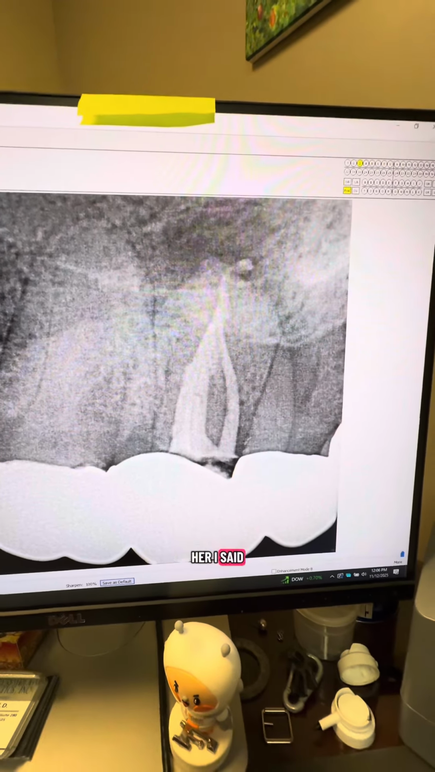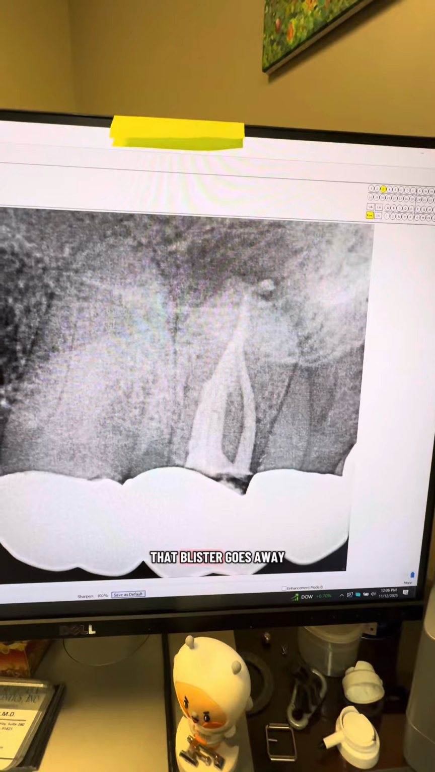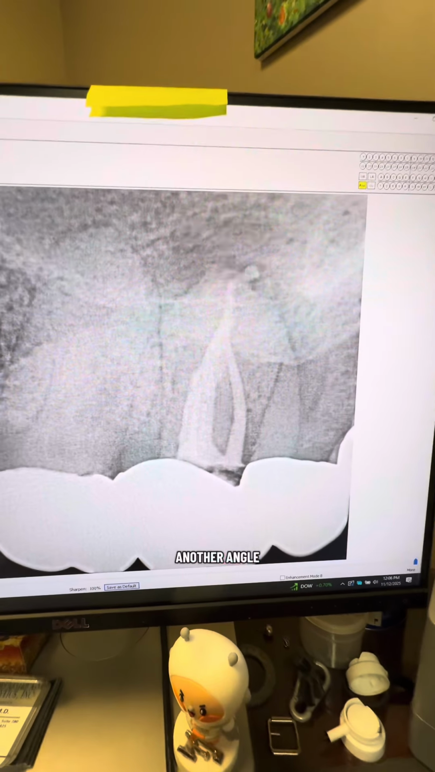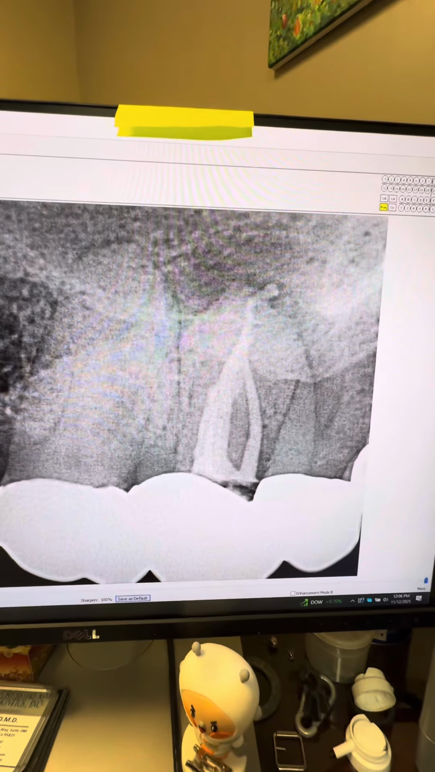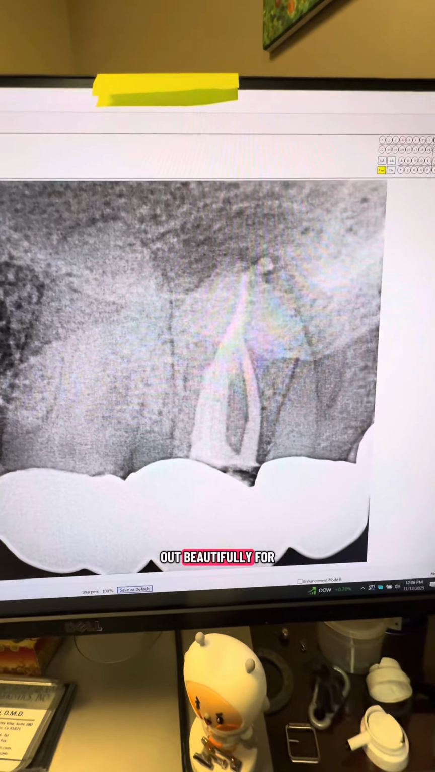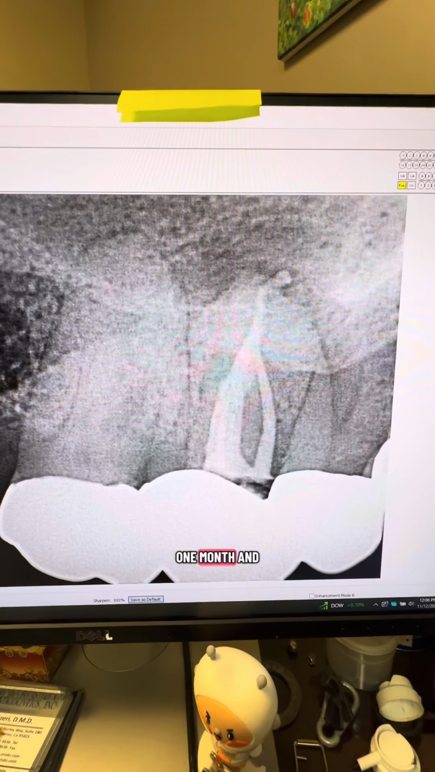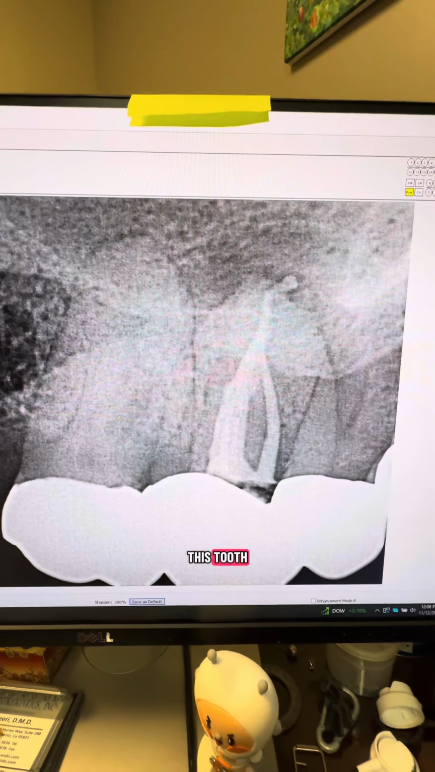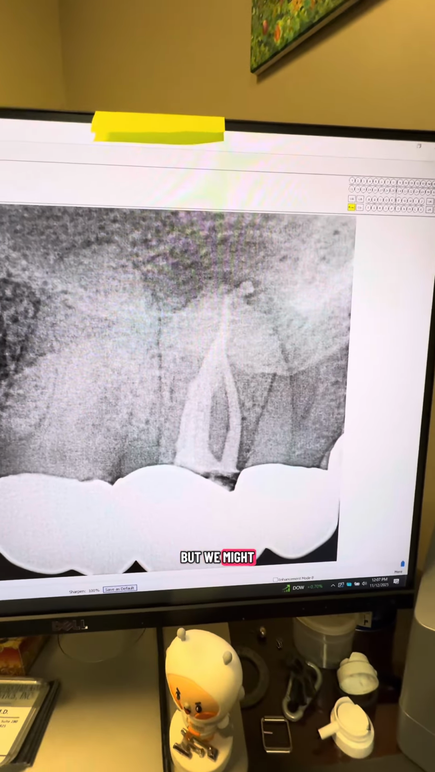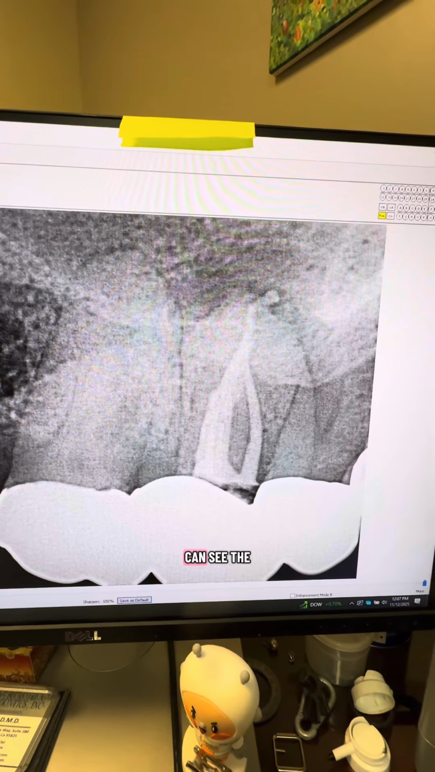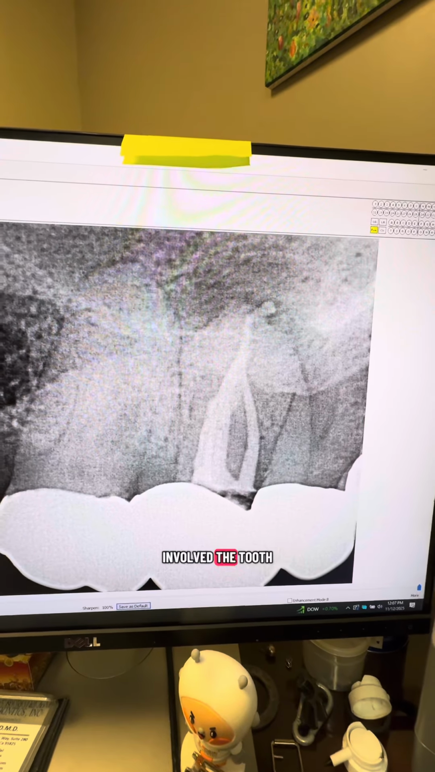And I told her, you know, we may have to work on number 4 also, but for now, let's just wait and see if that blister goes away. Another angulation, as you can see. All right, but it worked out beautifully for this patient. I scheduled her to come back in 1 month and then 6 months, just to keep an eye on this tooth. Hopefully we don't have to do endo on number 4, but we might, because as you can see, the lucency also involves tooth number 4.